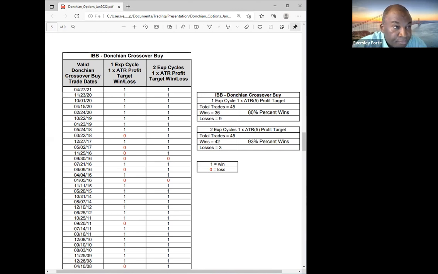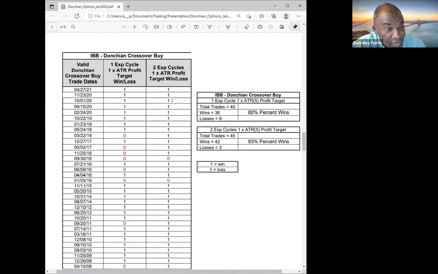So if the plan says 1 expiration cycle, that is literally the minimum amount of time I need in the option life. And for this IBB, it's telling me that's not enough time. If I want to trade IBB with this strategy, I cannot do it with 1 expiration cycle worth of time. I will take too many losses. You can literally just look at the chart and see the extra red zeros. Those are all losses that would come up with 1 expiration cycle worth of time.